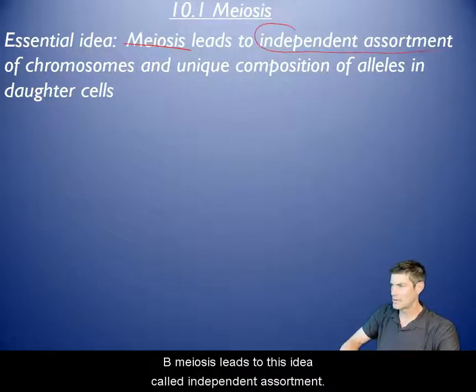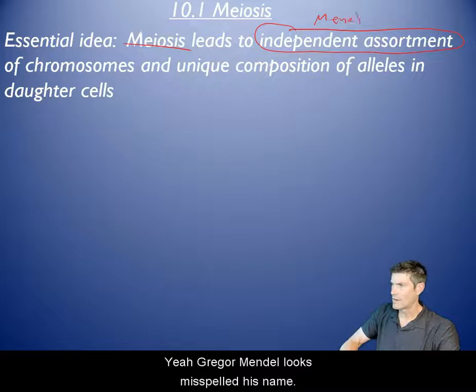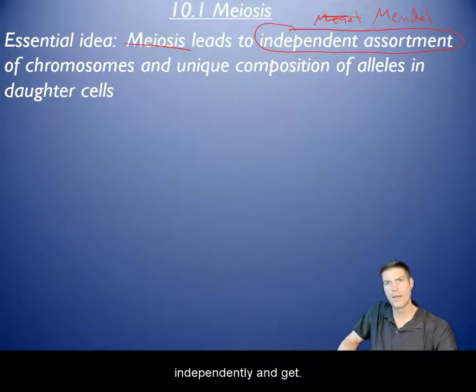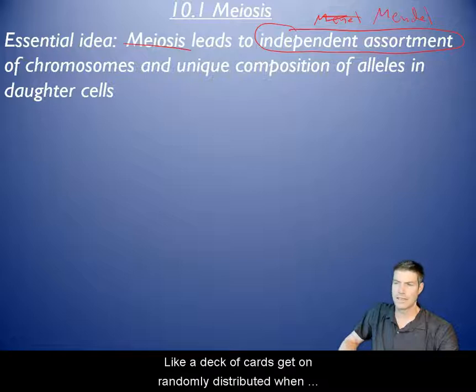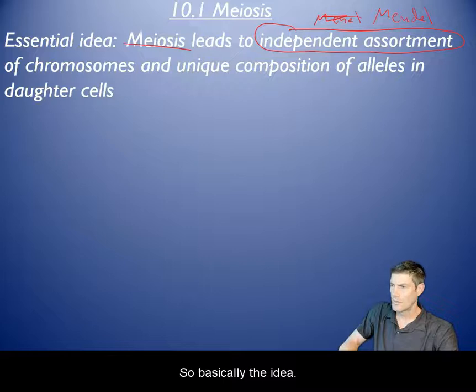But getting into this last topic, our central idea is that meiosis leads to this idea called independent assortment. And this is something that Gregor Mendel came up with, saying basically genes all get sorted, all move around independently, and get, like a deck of cards, randomly distributed when gametes are made by sexually reproducing organisms.